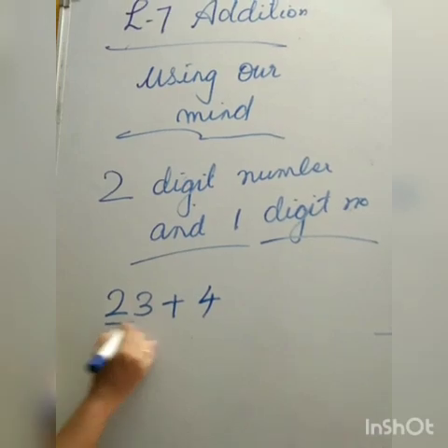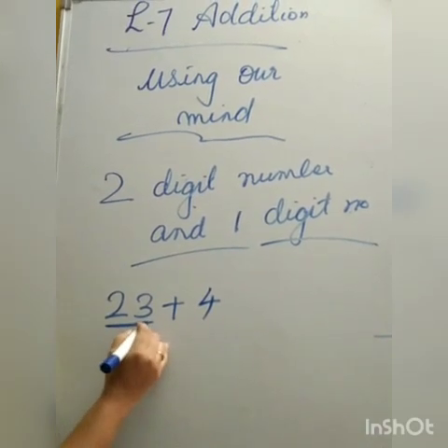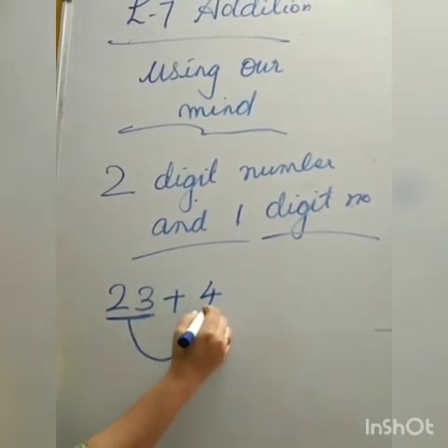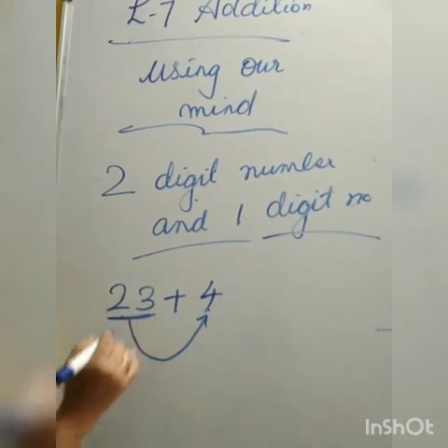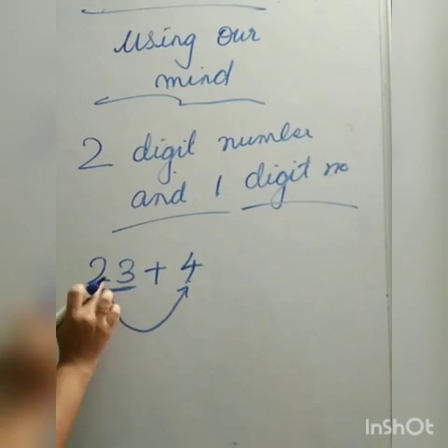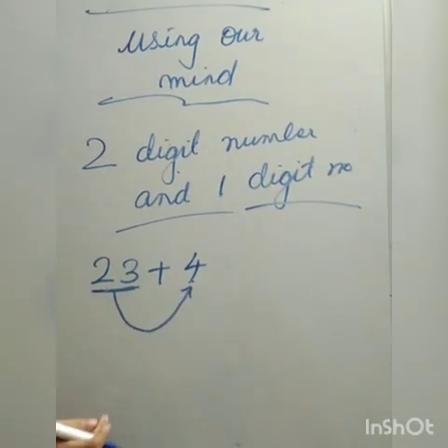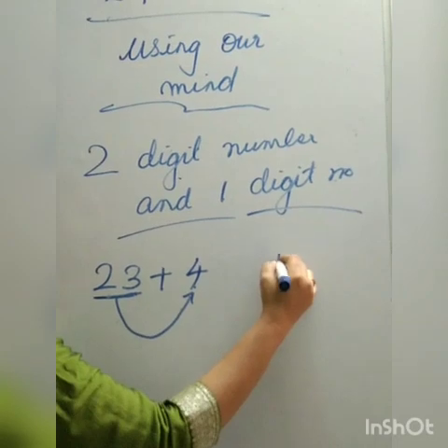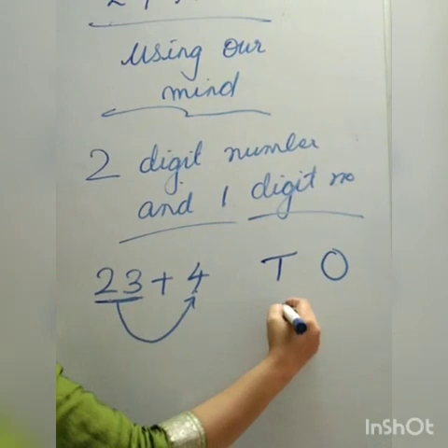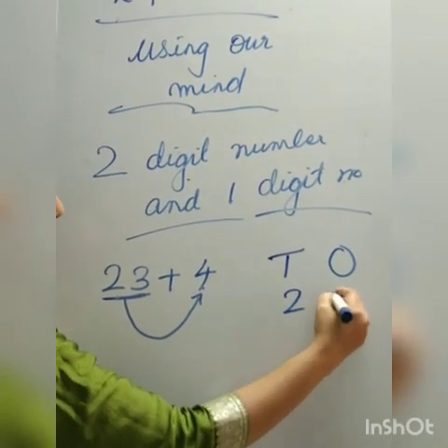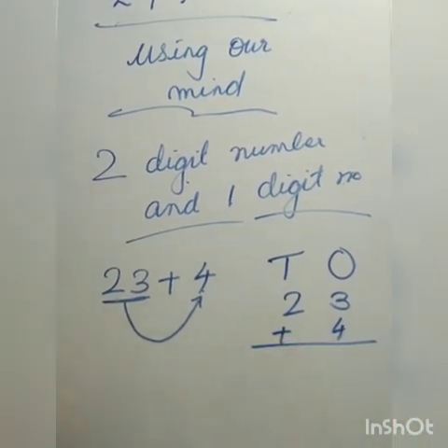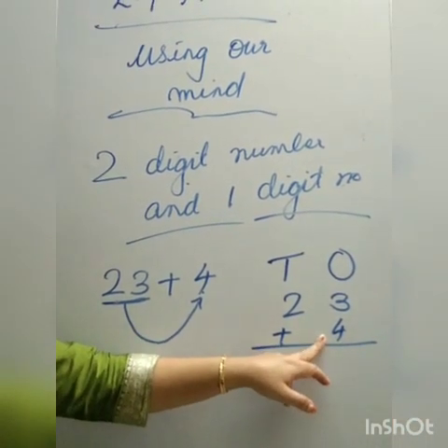Here in the first question, the first number is a 2 digit number. We have to add a one digit number, that is 4, to 23. This is the question 23 plus 4. First you have to write T for tens and O for ones above the question. See here, 4 is only one digit.